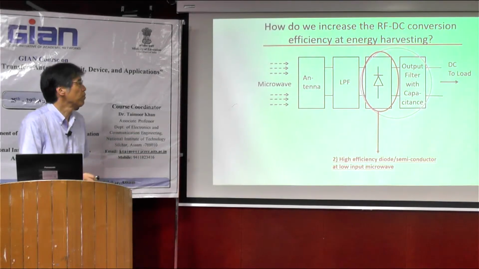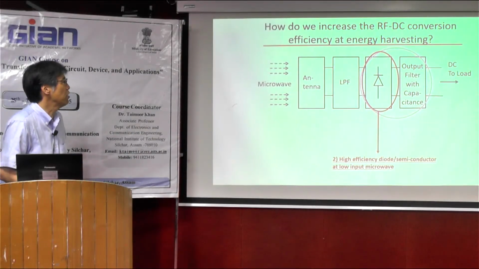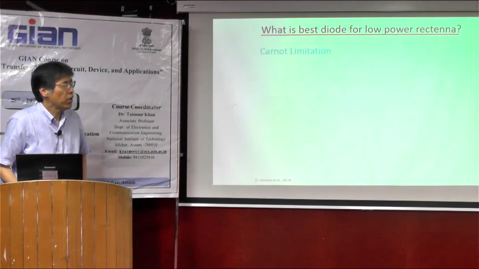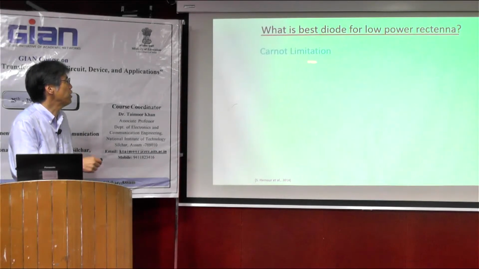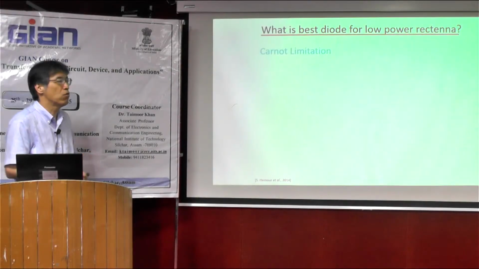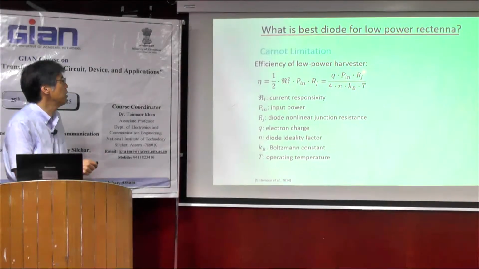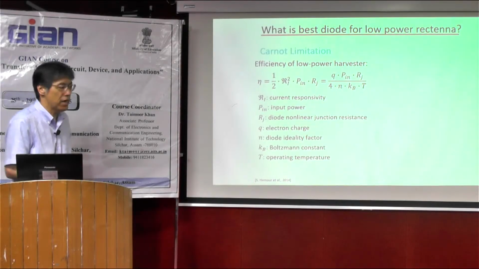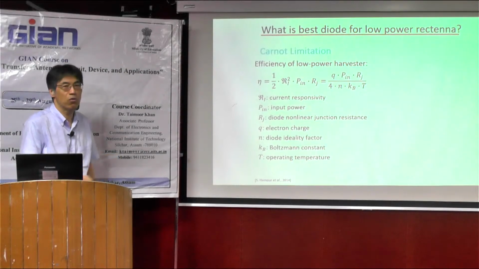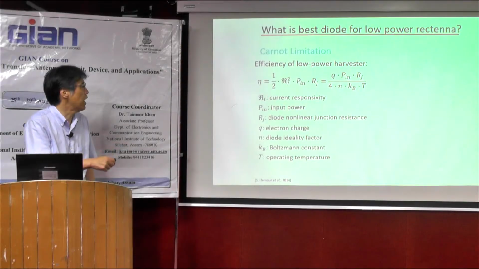And next, of course, revising and updating the receiver circuit is better. So this is an explanation of the theory of the low power rectification. My French friend checked it: the Carnot limitation. This is the efficiency of the low power harvester, named the Carnot limitation. This is the content of this formula. And based on this Carnot limitation formula, we can propose how to increase the efficiency from this equation.